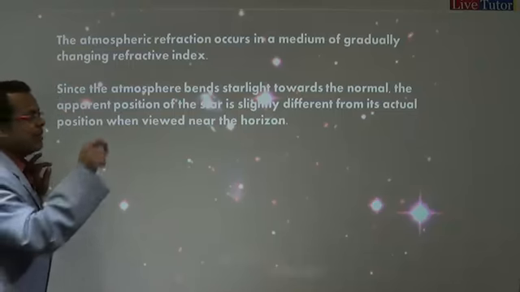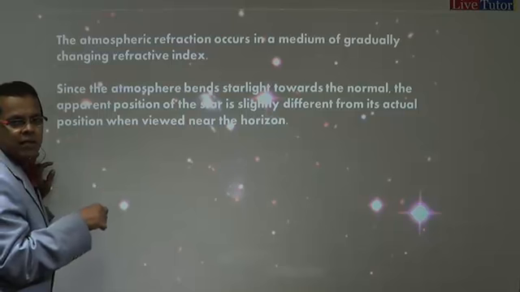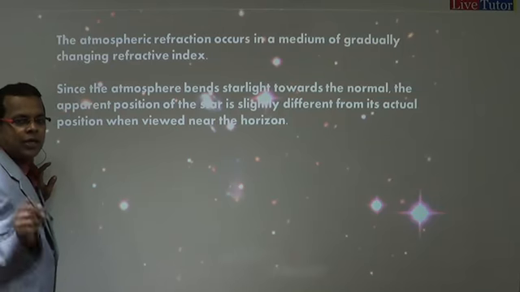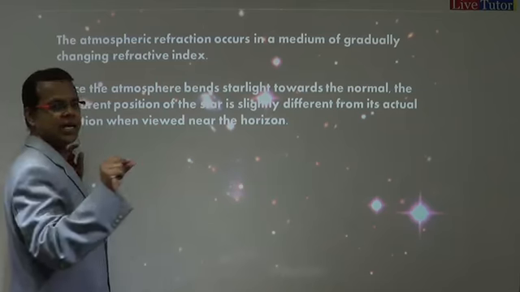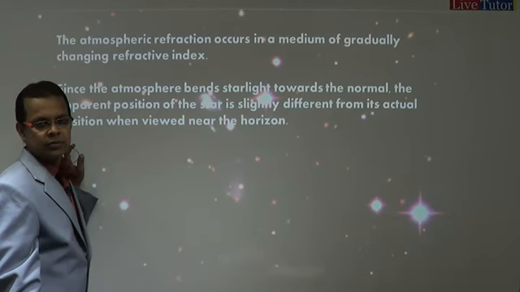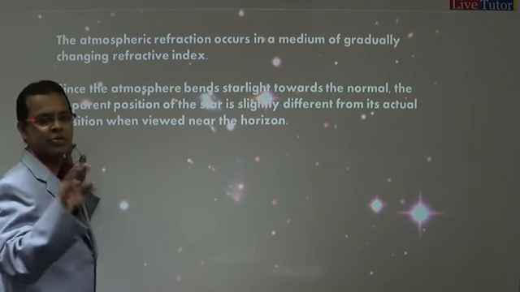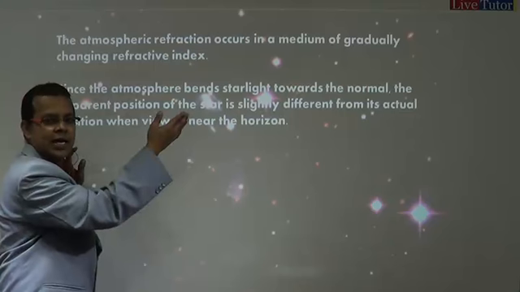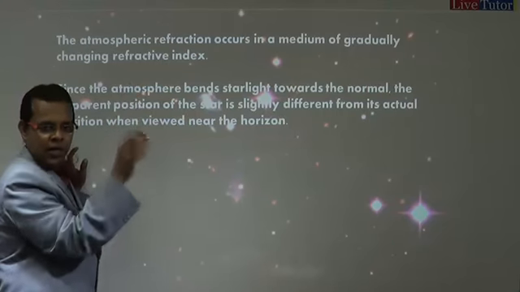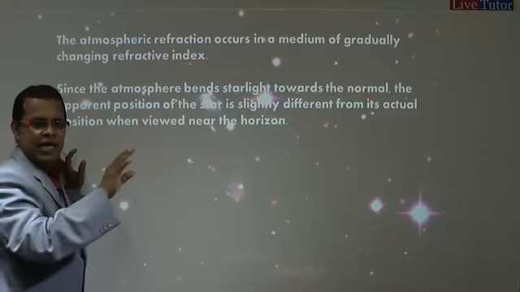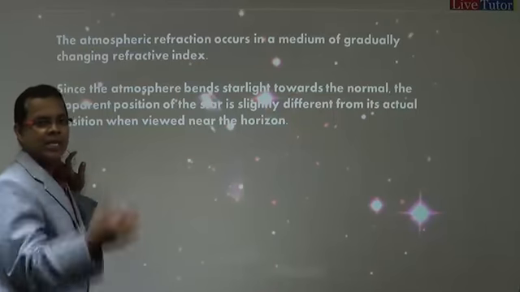And the fact is that the atmosphere will bend the starlight towards the normal. So what is the condition that the light will bend towards the normal? Do you know that? Under what condition will the light which is entering the medium bend towards the normal? Exactly, very good. From rarer medium to denser medium, it bends towards the normal. In a similar way, here the topmost layer, as I said, will always be hot. So from the hot to the denser medium, rarer to denser, again rarer to denser. Like this, with gradually changing, gradually increasing refractive index, it is bending towards the normal.